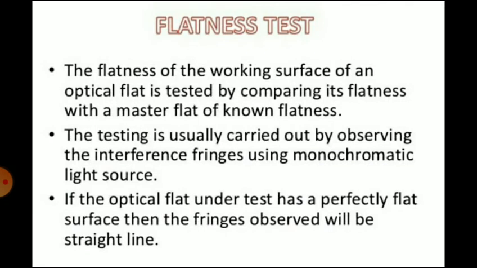Now, flatness testing. The flatness of the working surface of an optical flat is tested by comparing its flatness with a master flat of known flatness. The testing is usually carried out by observing the interference fringes using a monochromatic light source. If the optical flat under test has a perfectly flat surface, then the fringes observed will be straight lines. So you can see the optical flats placed on a surface, and you can see the different patterns.